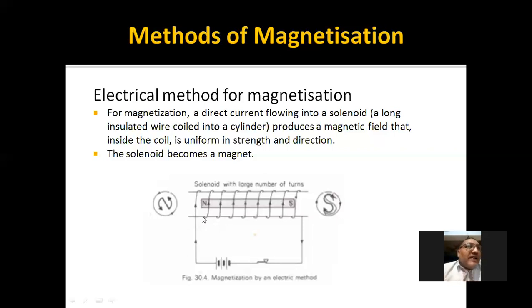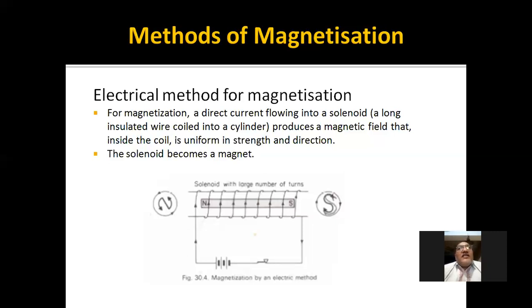Another thing is the number of turns of the coil. If you increase the number of turns per unit length, remember these words, you make a stronger electromagnet. For example, I have 9 turns here. If you double the number of turns, make it 18, the magnetic field will also become stronger. So the more the number of turns per unit length, the stronger the electromagnet. The more the current, the stronger the electromagnet.